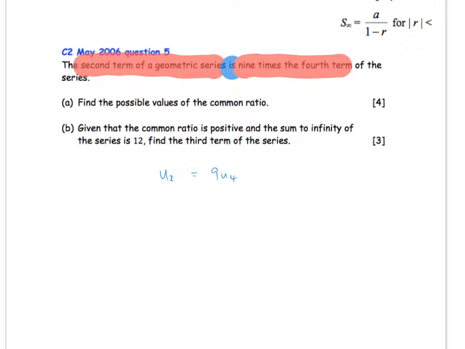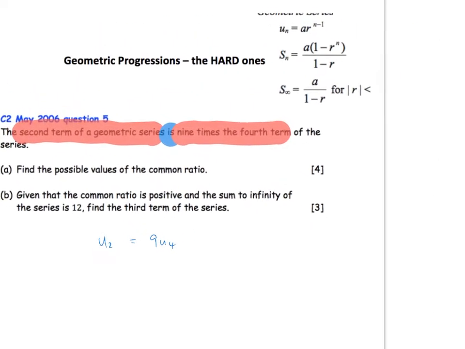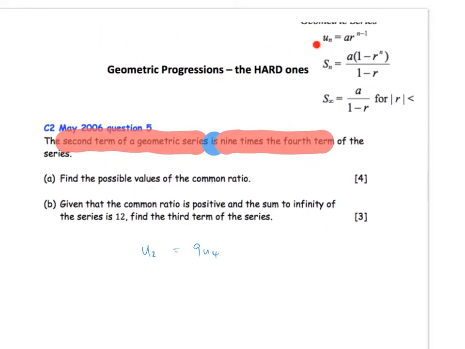Now the next thing we do is come and use our facts. Now these are given in the formula booklet, okay, it's on the second page there. u2 is going to be AR to the 2 minus 1, which is just AR, equals 9 times AR cubed. Now, from there, we're asked to go and find the possible values of the ratio.